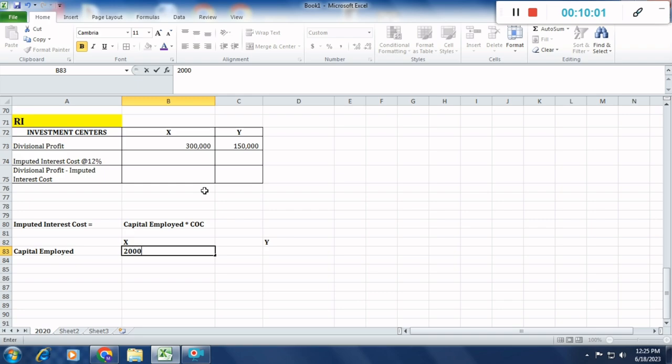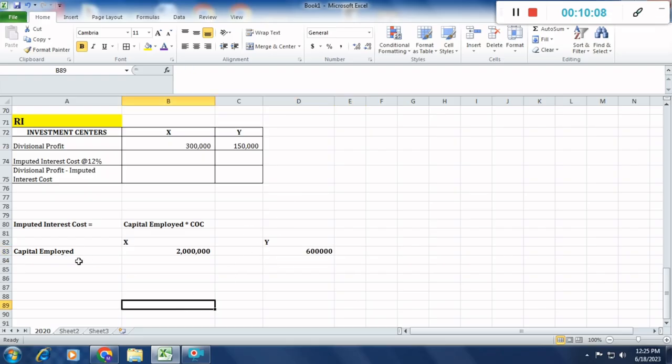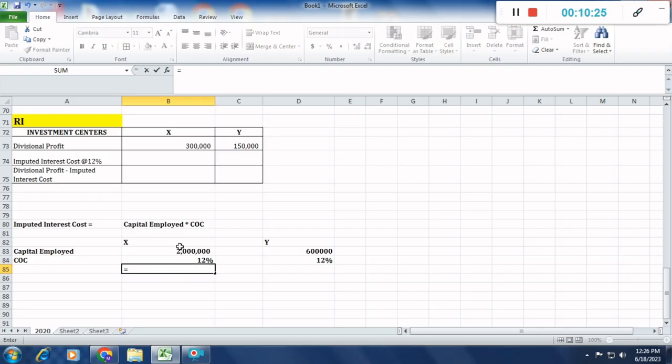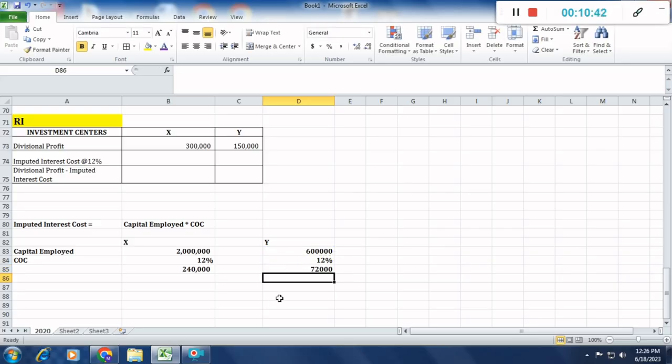So 2 million and 600,000. Cost of capital is 12%. So the imputed interest cost is capital employed times cost of capital: 240,000 for X. For Y, capital employed is 600,000, cost of capital 12%, so imputed interest cost is 72,000.